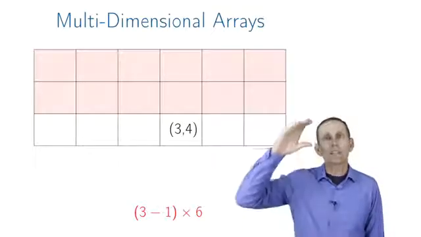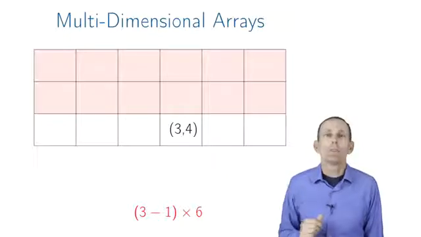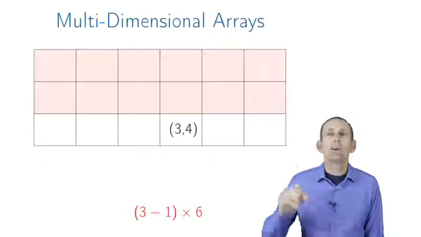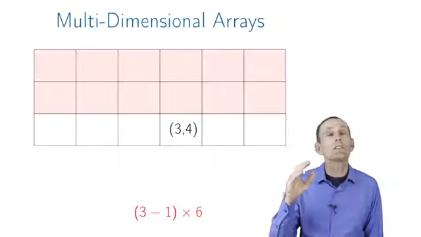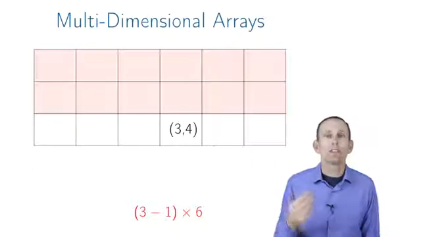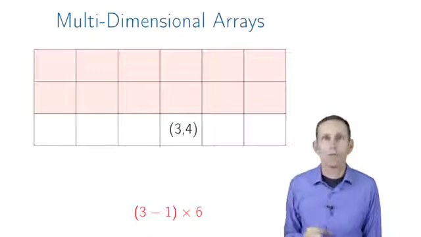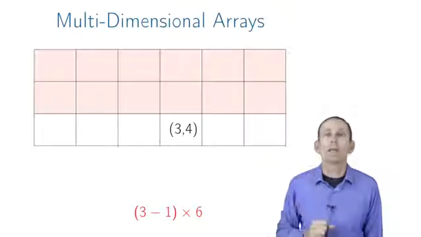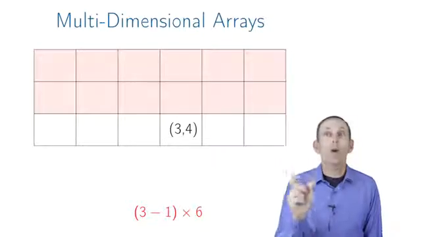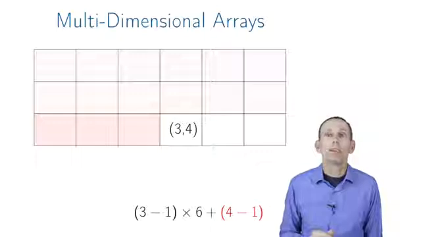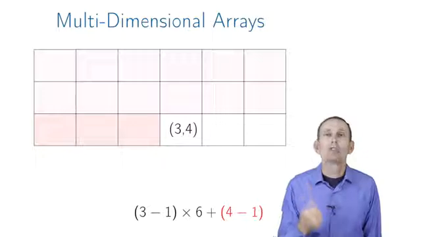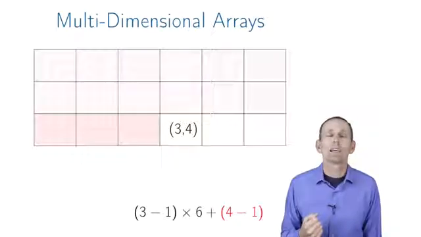Well, first off, what we need to do is skip the full rows that we're not using. So that is, we need to skip 2 rows, or skip 3, which is the row index, minus 1, which is the initial row index. So that gives us 2 times 6, or 12 elements we're skipping for those rows, in order to get to row 3. Then we've got to skip the elements before 3, 4 in the same row. So there are 3 of them. How do we get that? We take the column index, which is 4, and subtract it from the initial column index, which is 1.